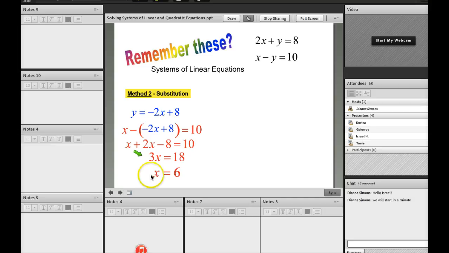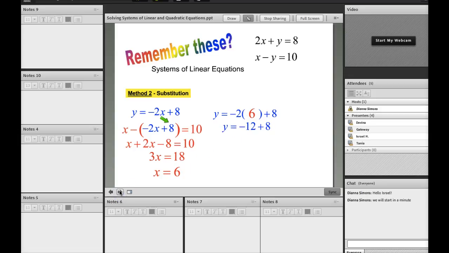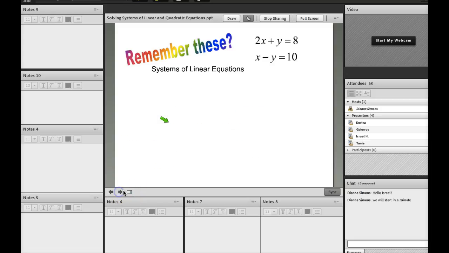After we did that, we took this 6 and we put it back up here into the top and solved for y. So pretty easy stuff. And we get the same point, and that's good because if you didn't, then you had done something wrong. Okay, so 6 and -4.